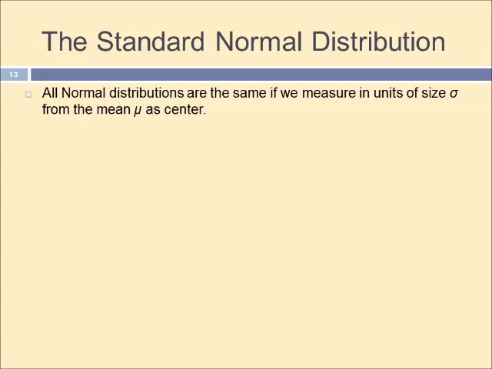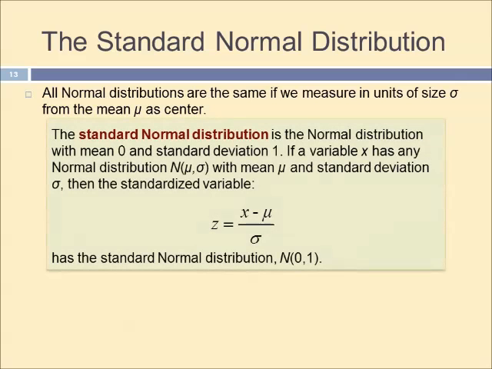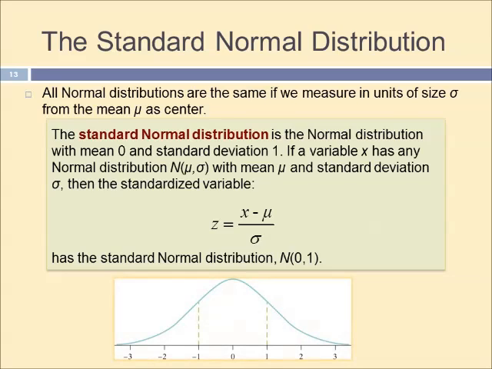All normal distributions are the same if we measure in units of size standard deviation from the mean, mu, as the center. The standard normal distribution is a particular normal distribution. It has a mean of 0, and we measure it in terms of standard deviations of 1. If a normal variable x has any normal distribution with mean, mu, and standard deviation, sigma, then a standardized variable, z, equals an observation minus the mean divided by the standard deviation. That's called a standardized score.